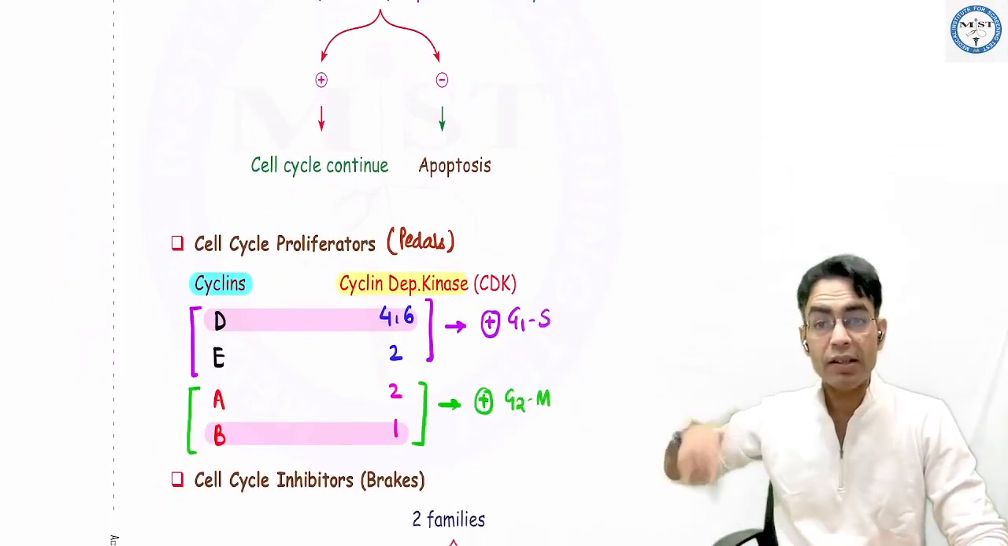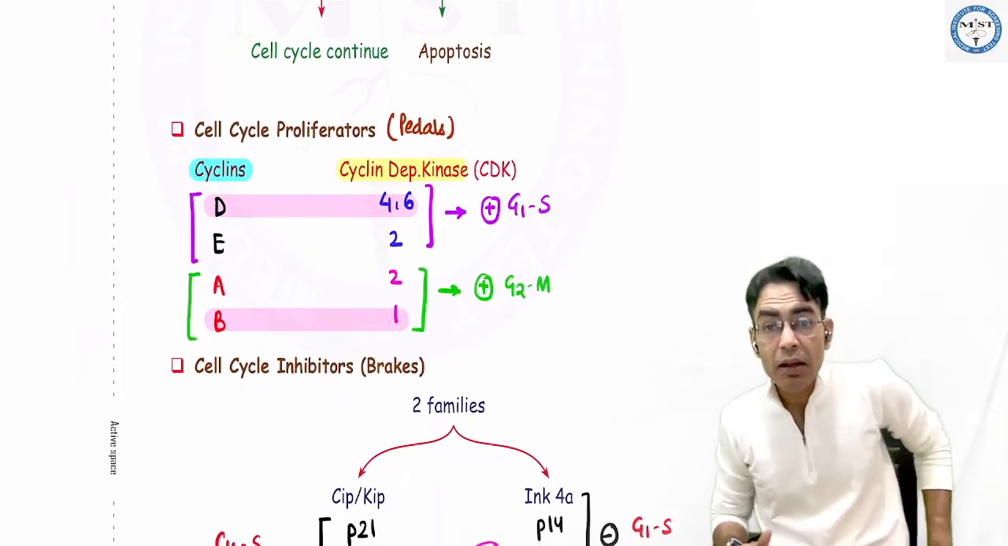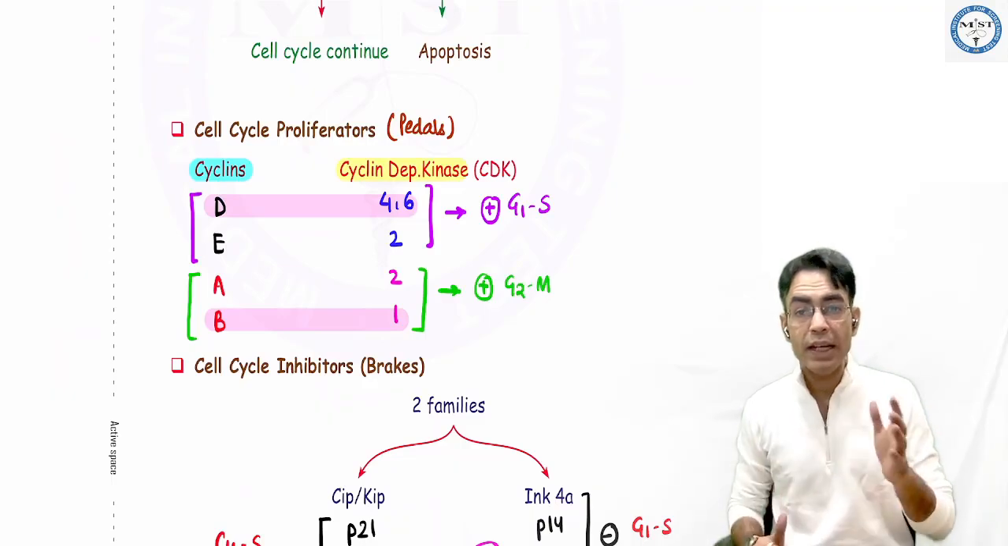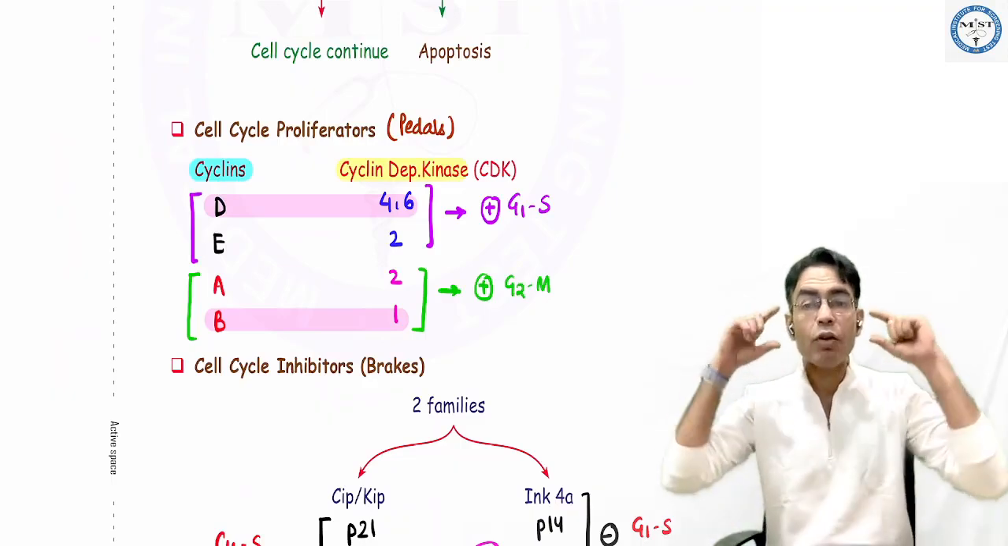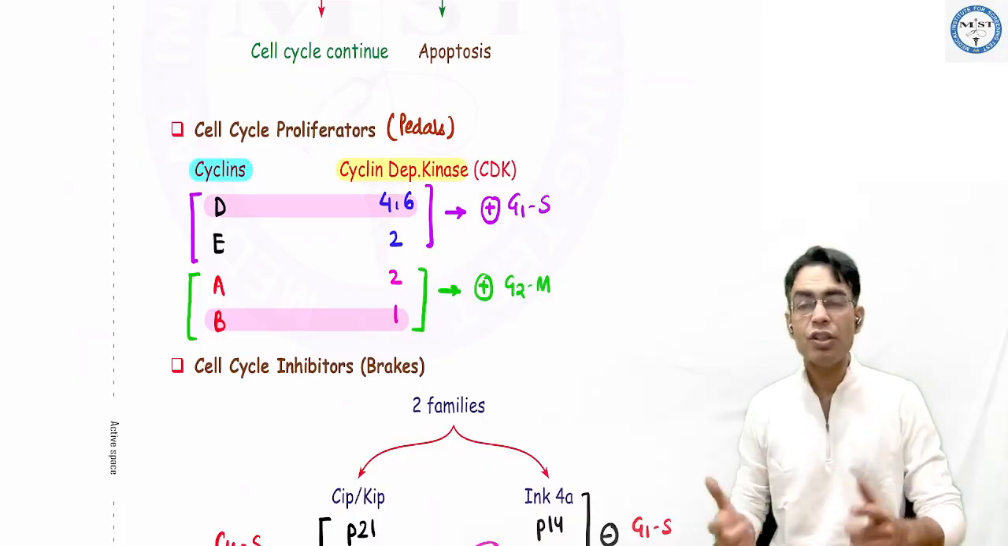Cell cycle proliferators. Sometimes you need to increase the division of the cell cycle. So the cyclins D, E, A, B, and CDK 4, 6, 2, 1. Cyclin D and E with CDK 4 and 6 are for the first phase, G1 to S. A and B with CDK 2 and 1 are for the second phase, G2 to M.